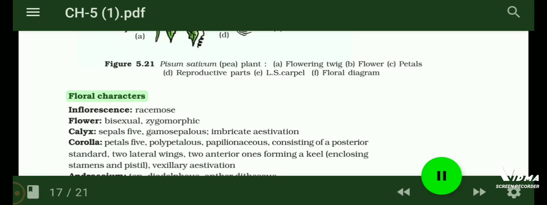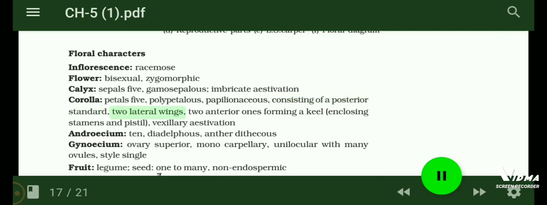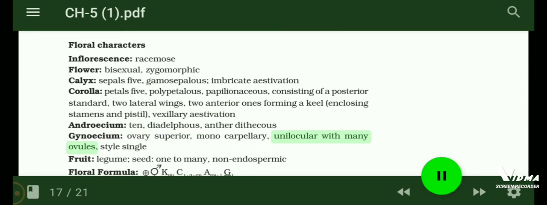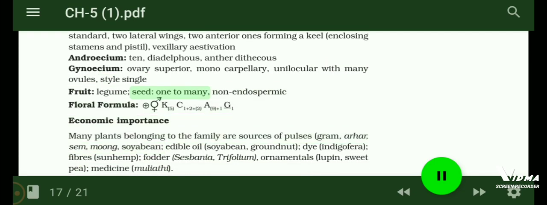Floral characters. Inflorescence: racemose. Flower bisexual, zygomorphic. Calyx: sepals 5, gamosepalous, imbricate aestivation. Corolla: petals 5, polypetalous, papilionaceous, consisting of a posterior standard, 2 lateral wings, 2 anterior ones forming a keel enclosing stamens and pistil. Vexillary aestivation. Androecium: 10, diadelphous, anther dithecous. Gynoecium: ovary superior, monocarpellary, unilocular with many ovules, style single. Fruit: legume. Seed: 1 to many, non-endospermic. Floral formula: Br, ⚥, K(5), C1+2+(2), A(9)+1, G1.